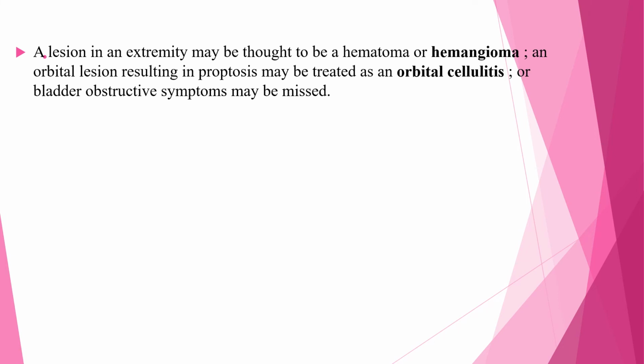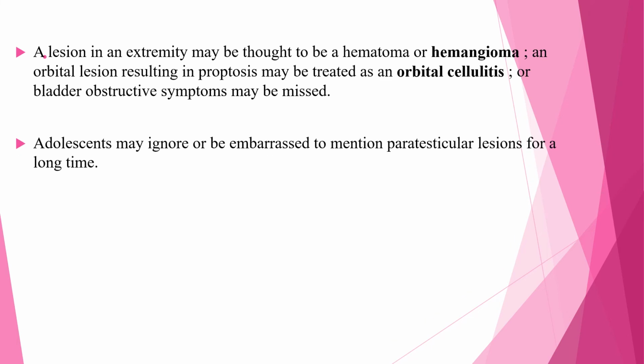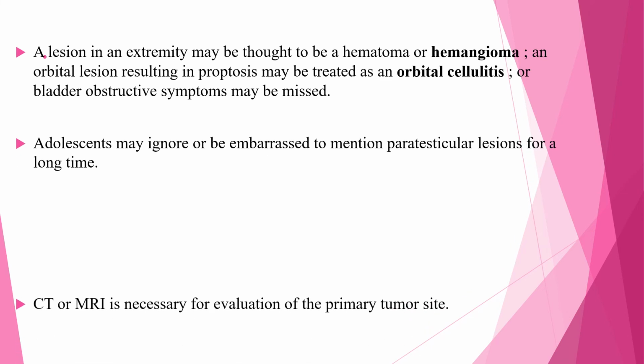A lesion in an extremity might be thought to be a hematoma or hemangioma. An orbital lesion resulting in proptosis may be treated as orbital cellulitis, and bladder obstructive symptoms might be missed. Adolescents might ignore or be embarrassed to mention paratesticular lesions for a long time.